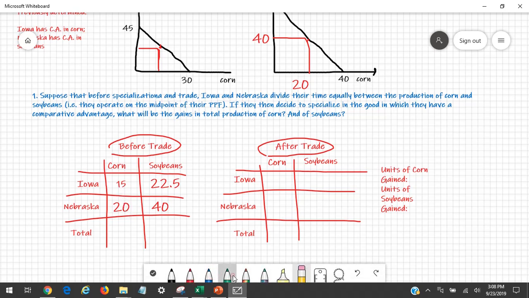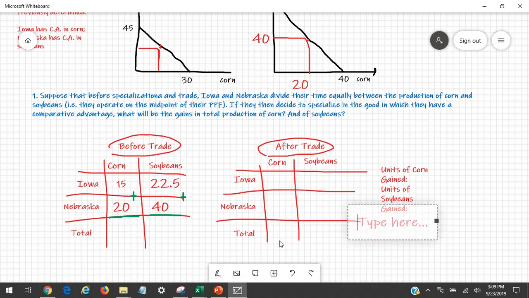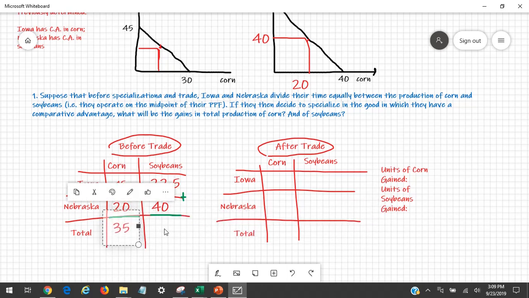So I'm going to change colors so that I can do, so I'm basically adding 15 plus 20, and that's going to give me 35. I'm going to add 22 plus 0.5 plus 40, and that's going to give me the total of each good. So that's 35 bushels of corn, so 35 total bushels of corn produced before trade.